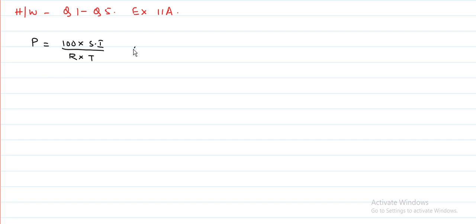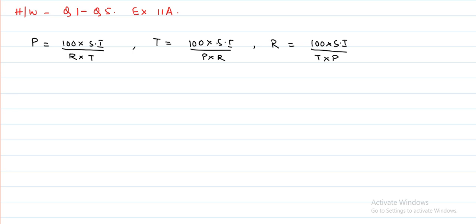Next, if we want to find out time, how can we calculate it? We can find it by 100 into simple interest by principal into rate of interest. If we want to find out rate, rate will be equal to 100 into simple interest by time into principal. So these are the three formulas by which we can calculate principal, time and rate.